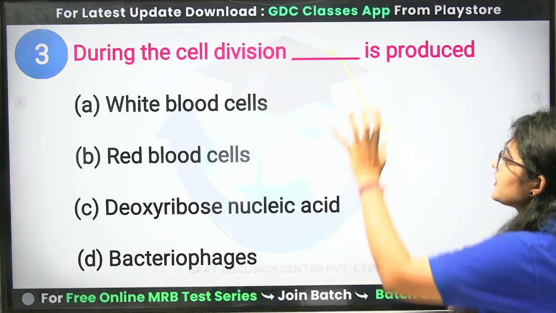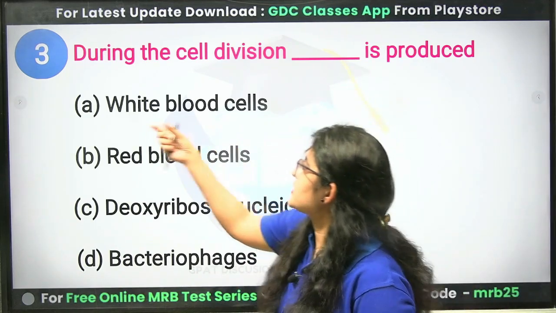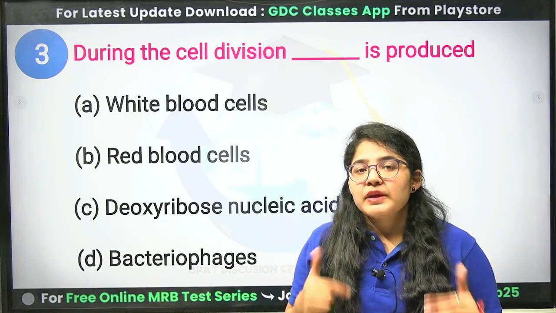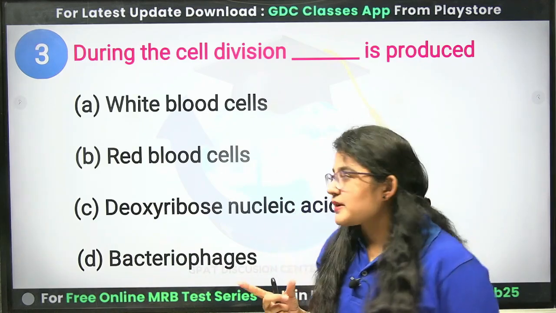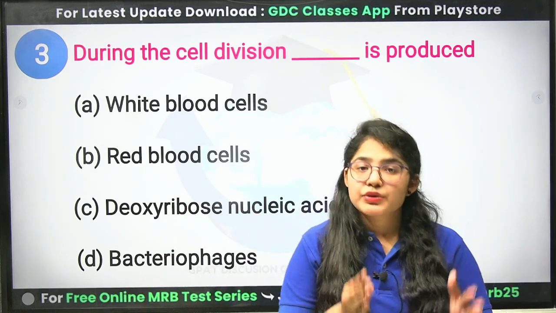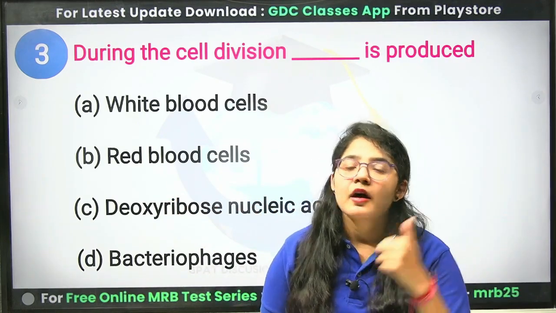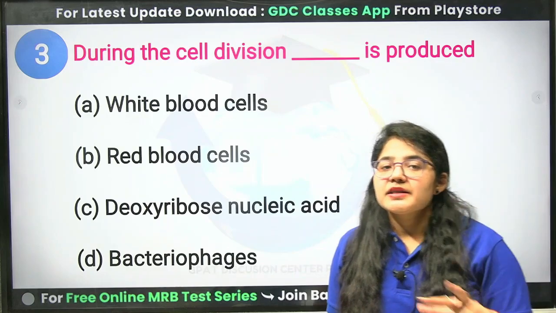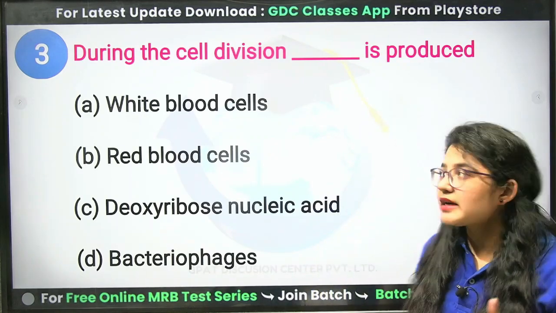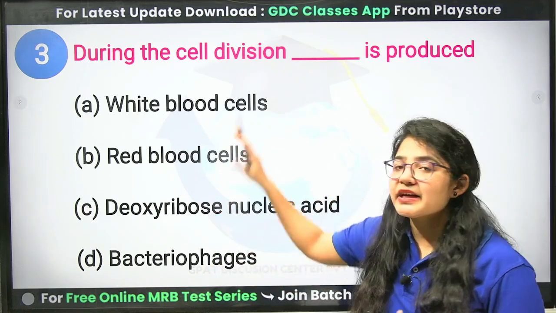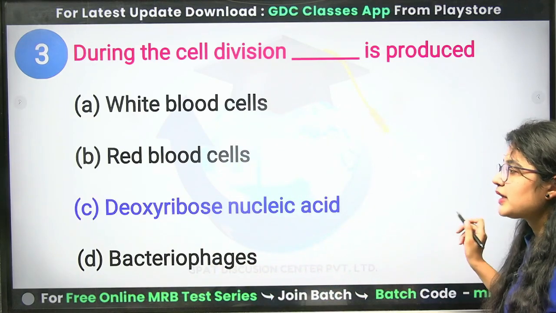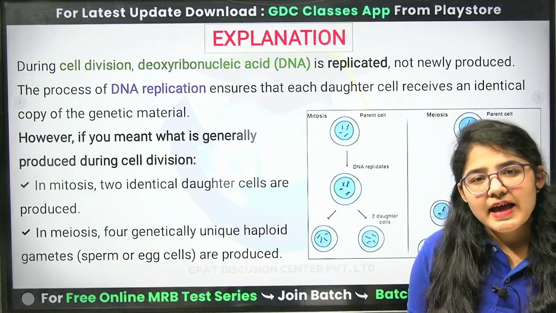Clear? So, first of all, cell division, let's see the options, that is white blood cells. So, during the cell division, the formation of white blood cell doesn't take place, only the deoxyribose nucleic acid, that is the formation of DNA, takes place. Yes, from the mother DNA, there is the formation of two different separate DNA molecules. Clear? So, that is the process which takes place during your cell division. So, the correct answer will be your deoxyribose nucleic acid.